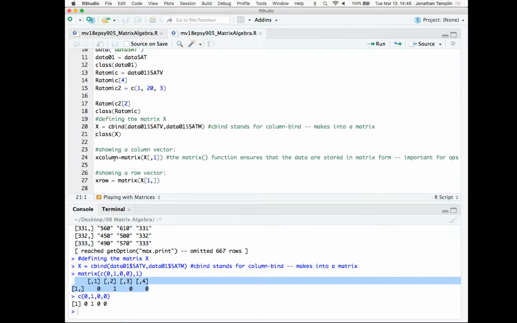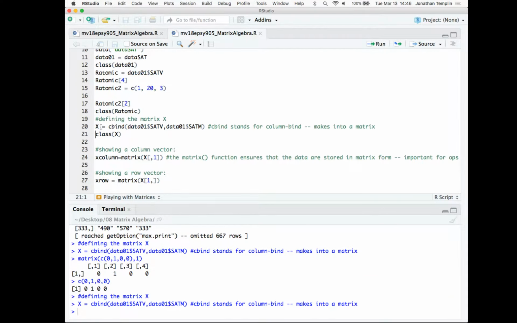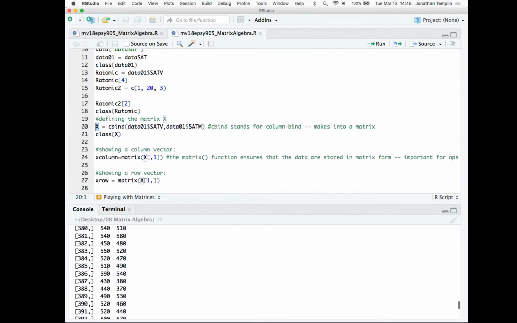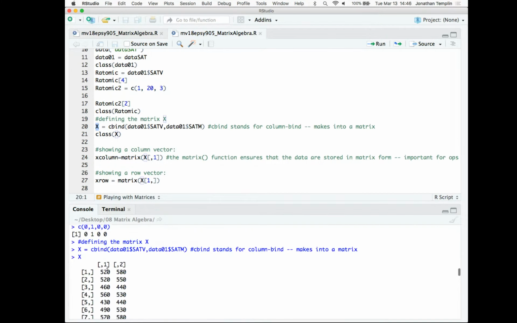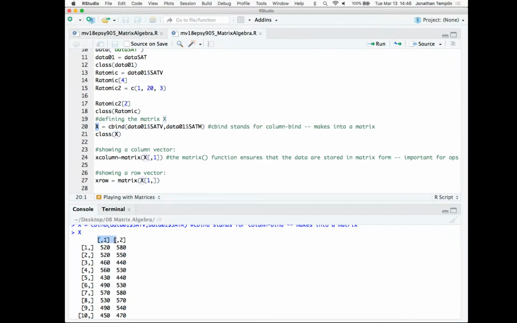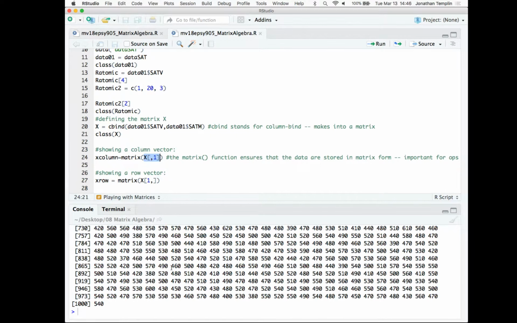So let's go a little bit further. My X matrix is here. Here is X. You'll note when R displays the matrix for you in the console window right here, it lists in brackets blank comma 1, blank comma 2. That's the syntax you give if you want to get that specific column in R, right? So for instance, X blank comma 1 gives us only the first column.